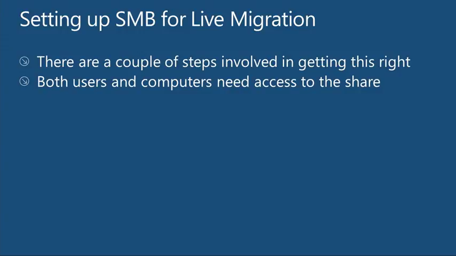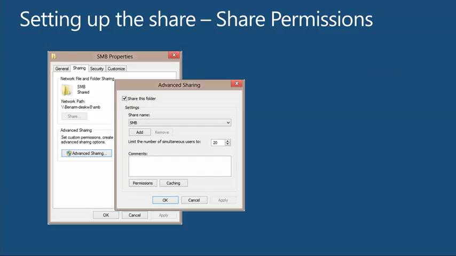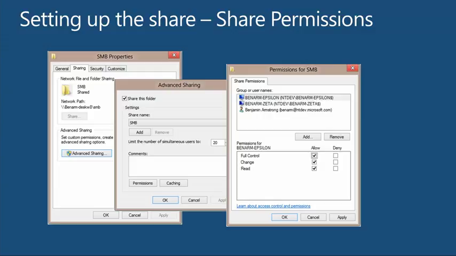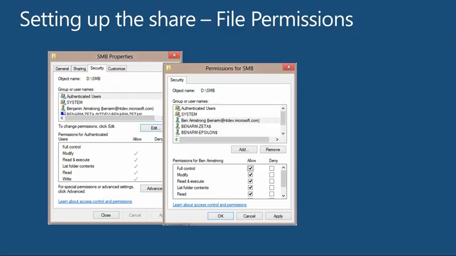Now that sounds bad, but it actually gets even worse, unfortunately, because you have to do this on the SMB share permissions and the file permissions. So you have to set it here. You can see I've got epsilon and zeta and my user account on the share permissions, and I've done the same on the file permissions.